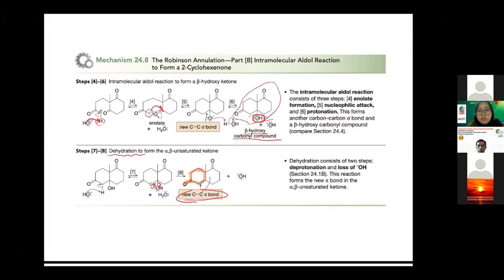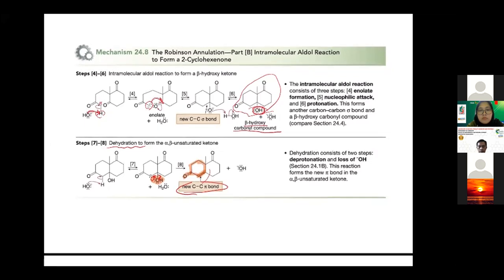Newly formed ring. Yes, first this one is the Michael reaction, and next the intramolecular Aldol reaction, with the enolate, the next nucleophilic attack, the protonation, and the deprotonation, and the loss of the hydroxy group here, and the double bond is made here. This is the Robinson annulation.